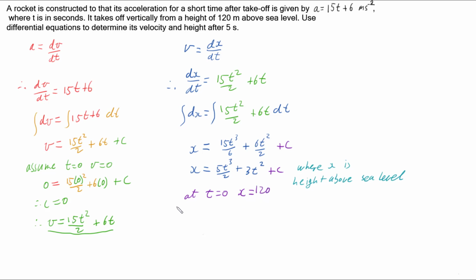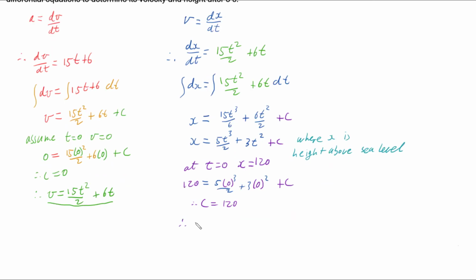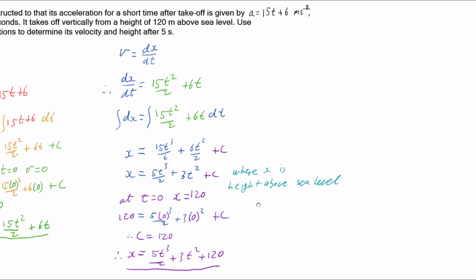So substituting into our rule means that we have 120 equals 5 times 0 cubed divided by 2 plus 3 times 0 squared plus our constant c. So that means that our constant is 120. So that means our displacement, or height in this case, is given by the equation 5t cubed on 2 plus 3t squared plus 120. And so now we just need to work out at t equals 5 seconds.